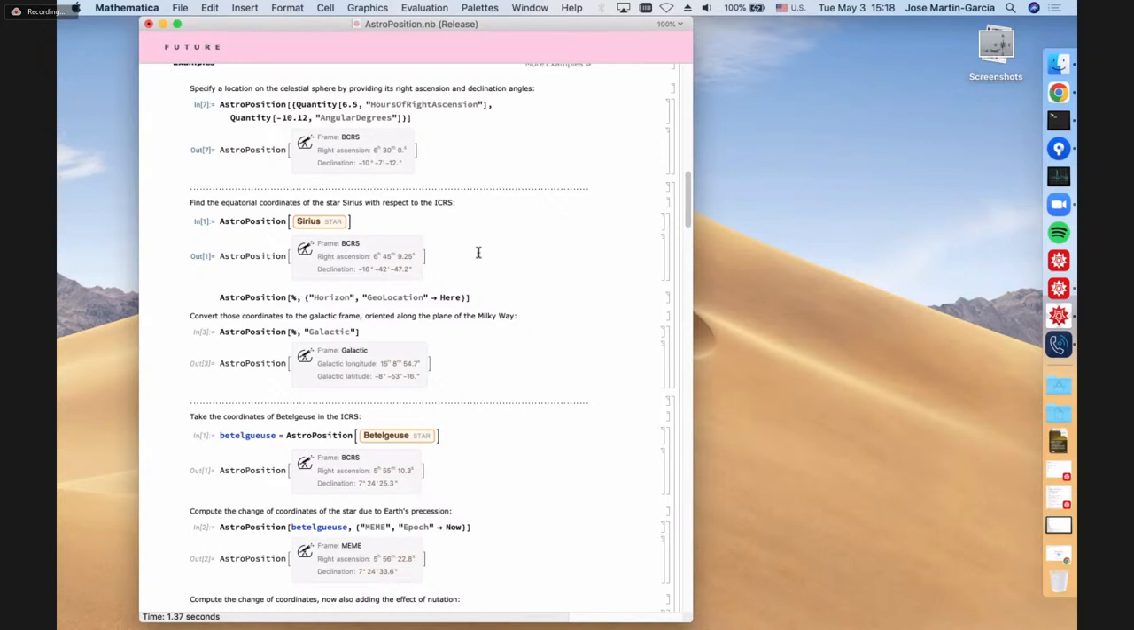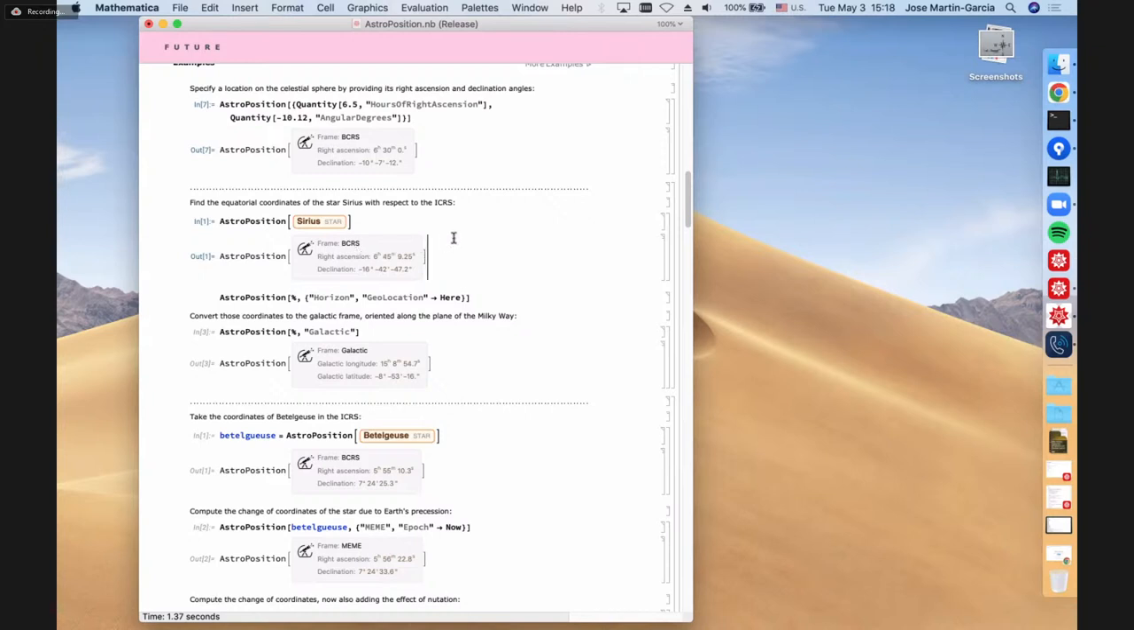Jose, do they actually call the coordinates in the BCRS right ascension and declination? Do they still use the same terminology? Yes, because they are equatorial coordinates. The BCRS is almost what you think of as equatorial coordinates. It's just that when you say equatorial coordinates, you have to be very precise because the Earth is moving, it's precessing. So the equatorial coordinates that we project from the Earth onto the sky change. So this is just a very precise specification of what you mean by that.